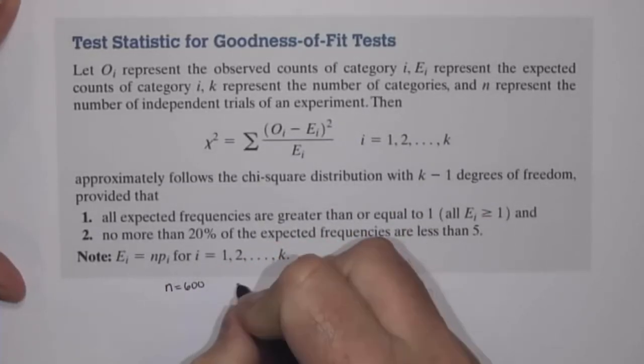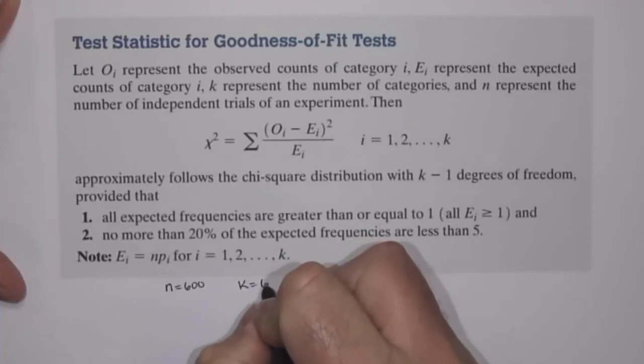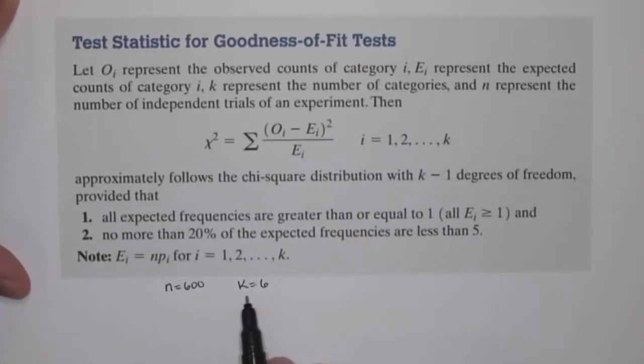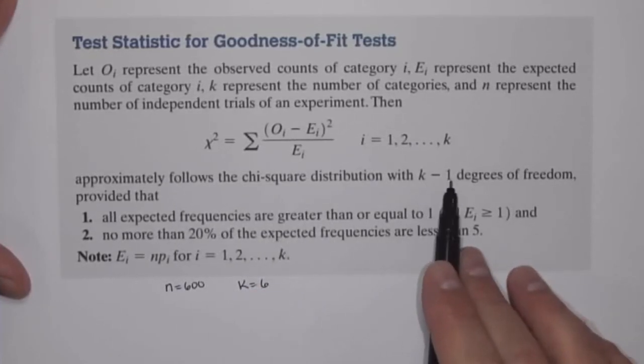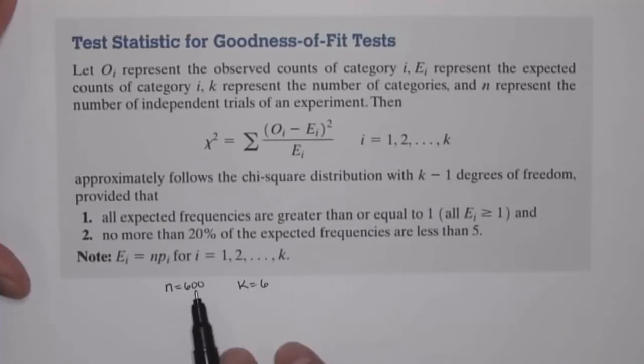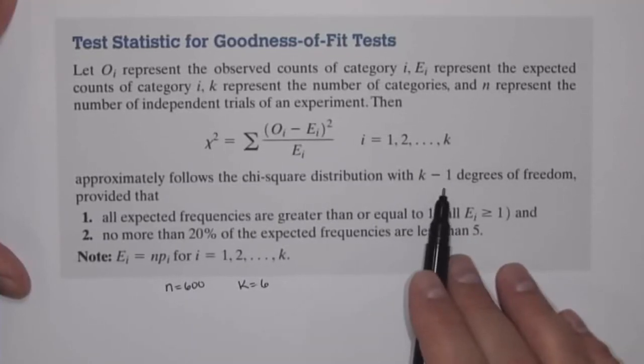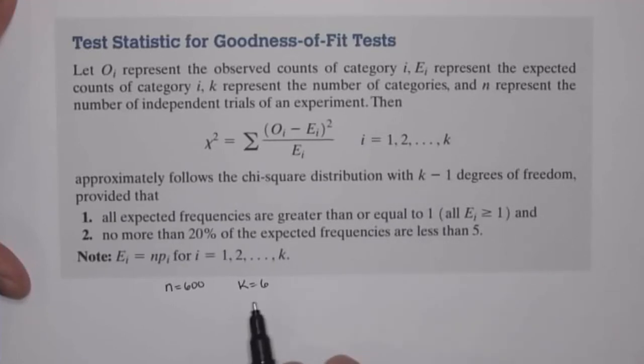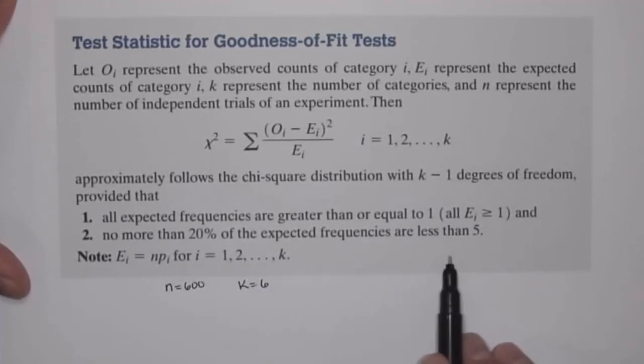But the number of outcomes, k, would equal 6, because when we roll a die, there are 6 outcomes: 1, 2, 3, 4, 5, or 6. So the degrees of freedom would be 6 minus 1, or 5, not 600 minus 1, not 599. So that's different from the degrees of freedom that we've seen previously.